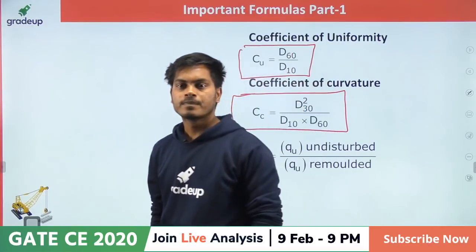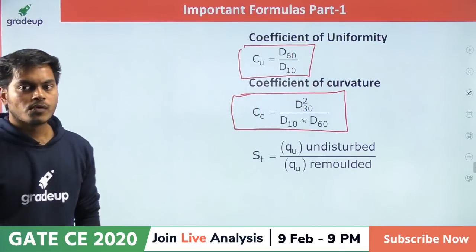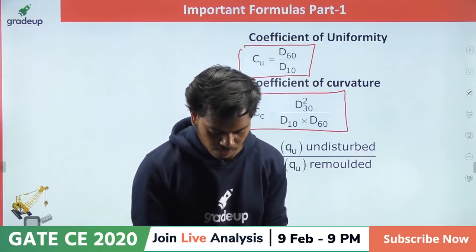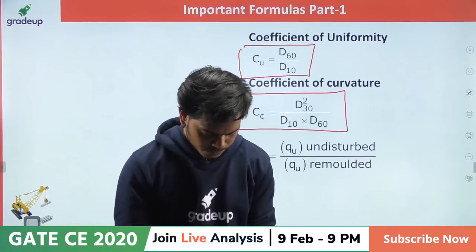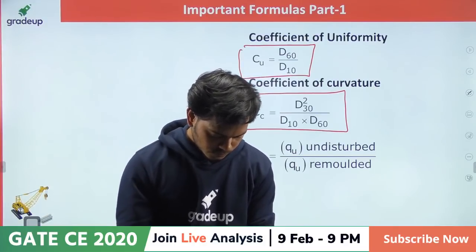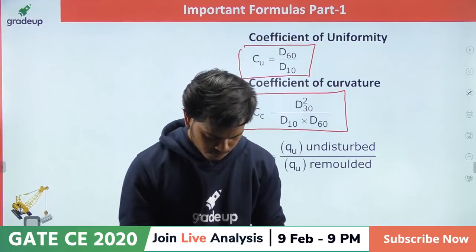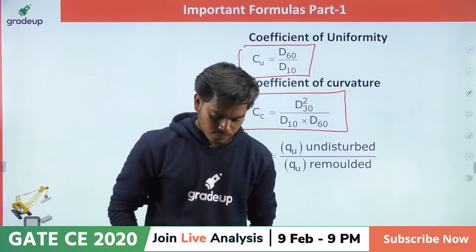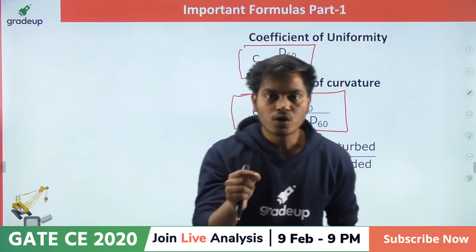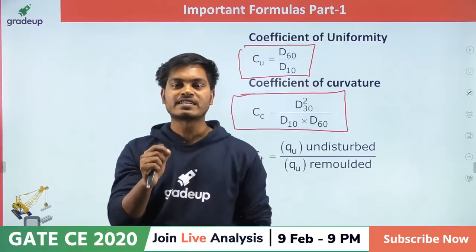बताइए. For well graded sand, what should be the value of CU? कौन बताएगा? आंसर चाहिए सबसे. For well graded sand, the value of CU should be greater than 6.